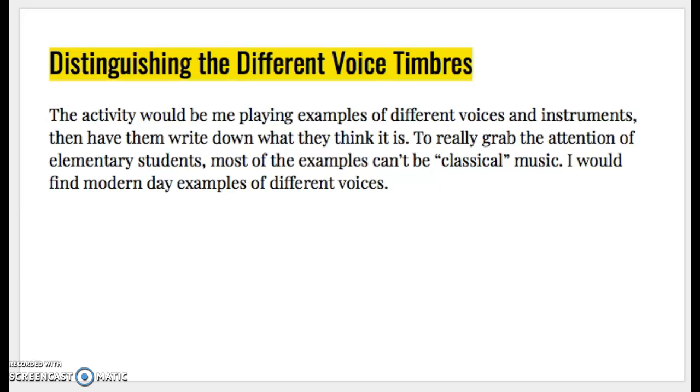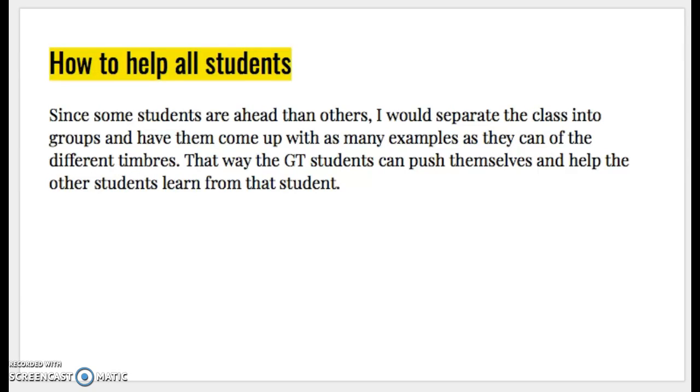So when the students hear a song they listen to at home, they are more likely to remember it. So, I probably can't find all examples of the different timbres, but I'm sure there are some I can use. How to help all students.